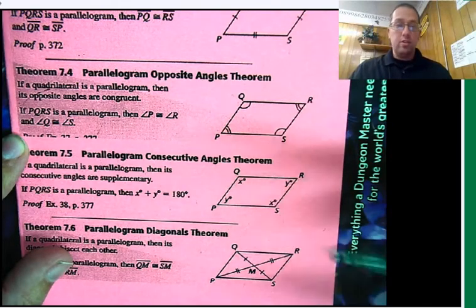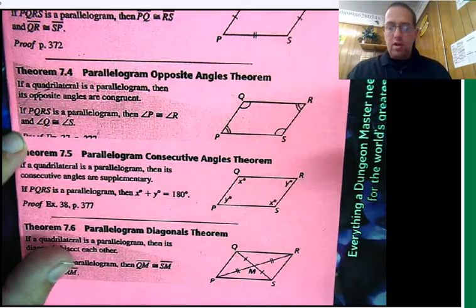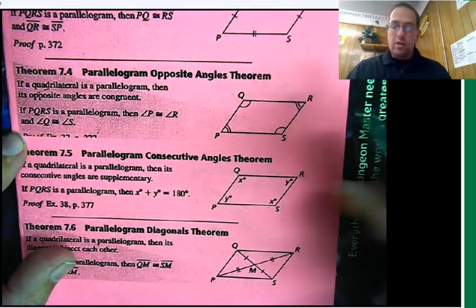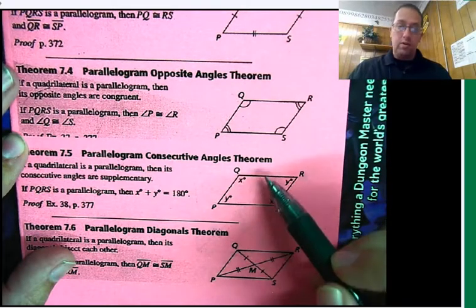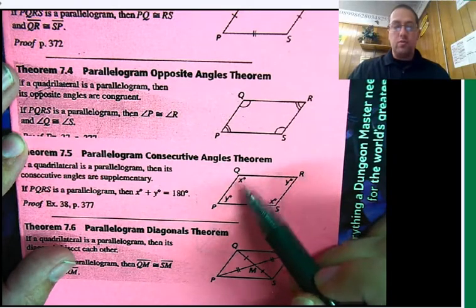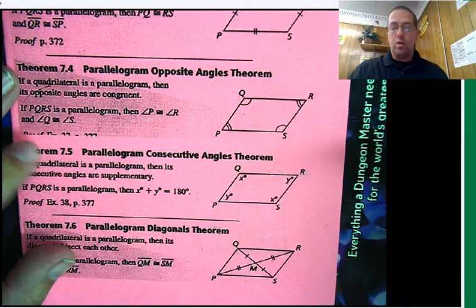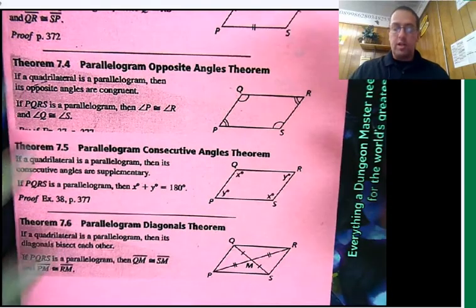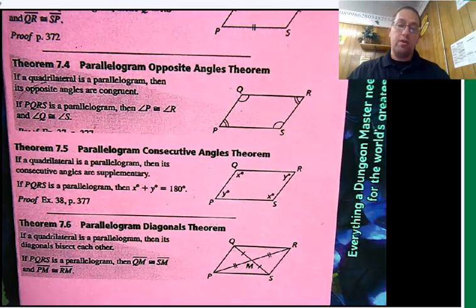All right? And this should make perfect sense because if you remember way back ages ago when we were talking about parallel lines, we said that if two lines are parallel, which we know they are because it's a parallelogram, then consecutive interior angles or same side interior angles were supplementary. So that means they add up to 180 degrees. All right? So this is just saying, hey, all that stuff we learned back then still applies, and it shows up with parallelograms.